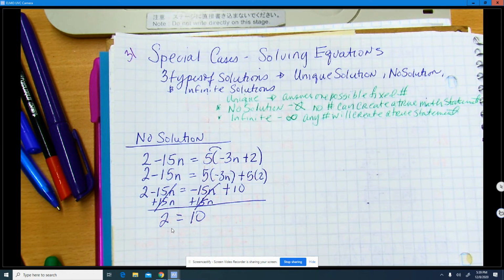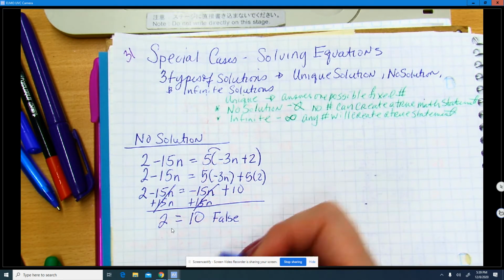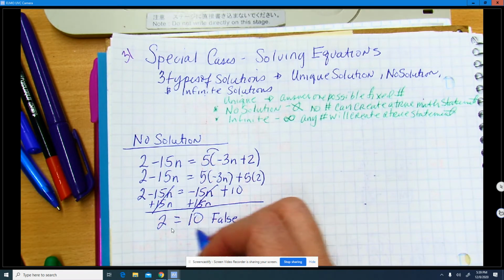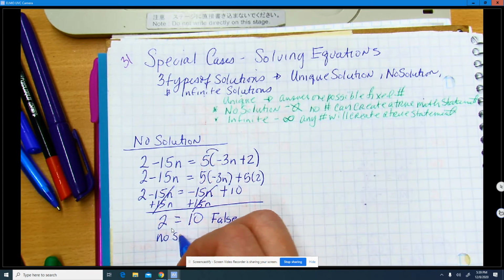And does 2 equal 10? No, this is a falsity, right? This is false. This is not a true math statement. So because of that, I know that this is no solution.